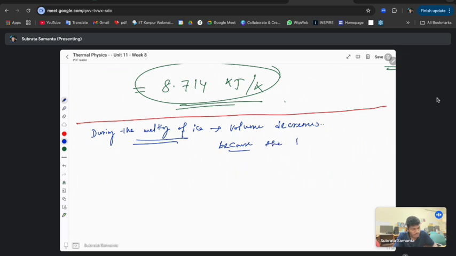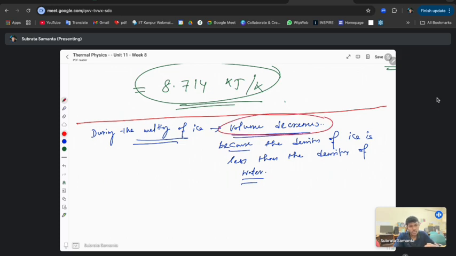The density of ice is less than the density of water, right? Because ice is converted to water. So the volume will decrease.